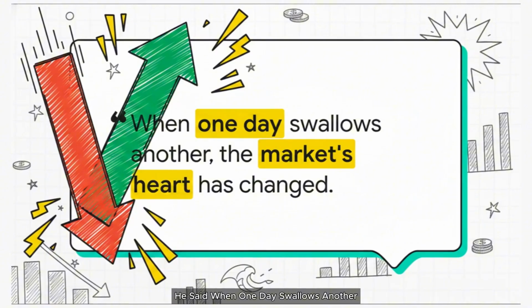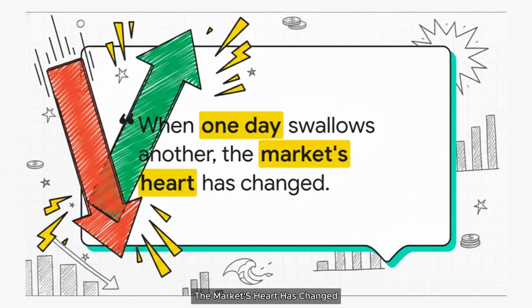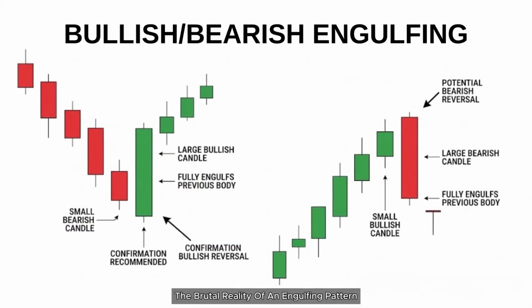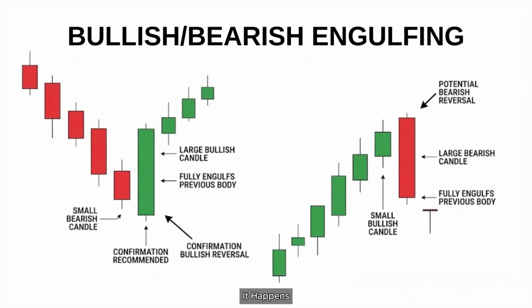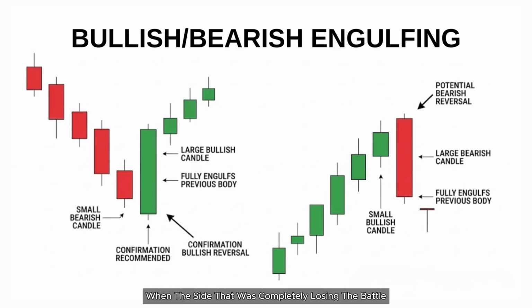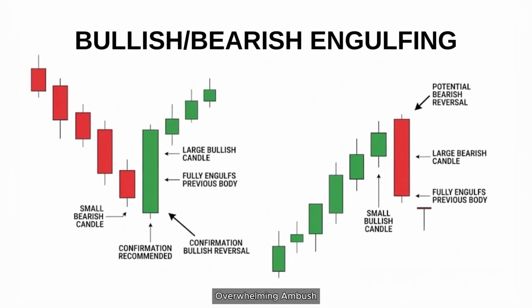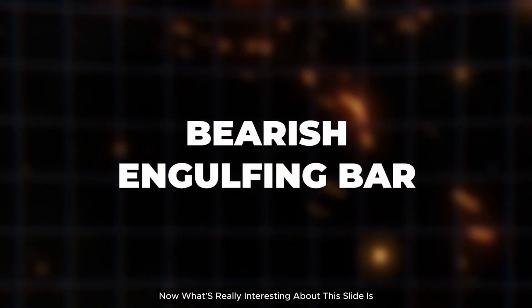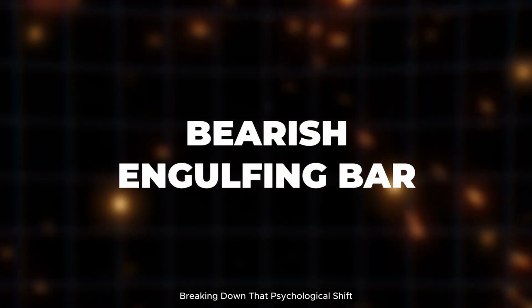He said, when one day swallows another, the market's heart has changed. I mean, it sounds super poetic, right? But it perfectly describes the brutal reality of an engulfing pattern. It happens when the side that was completely losing the battle suddenly stages a massive, overwhelming ambush, completely erasing the previous day's progress. Now, what's really interesting is breaking down that psychological shift.